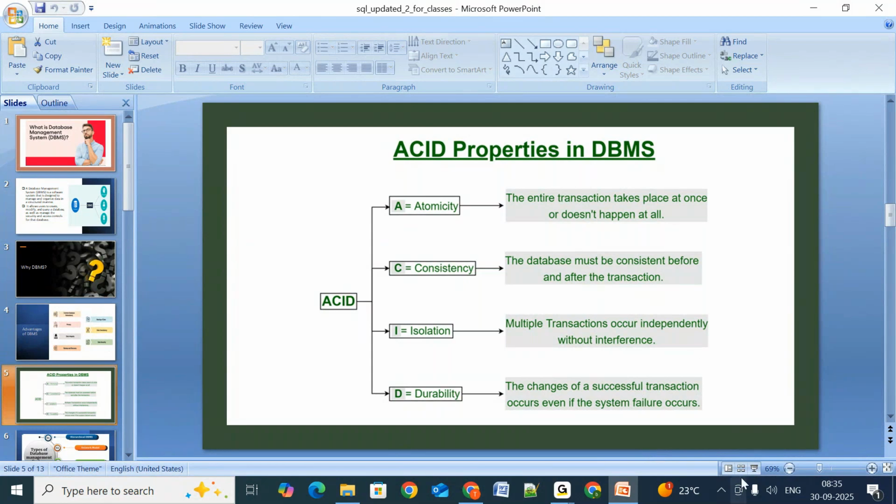I will tell you what this transaction means. So Bhavya, transaction means it's a bank transaction? No. In SQL, we have a beautiful definition for transaction. I'll tell you. Now, isolation.